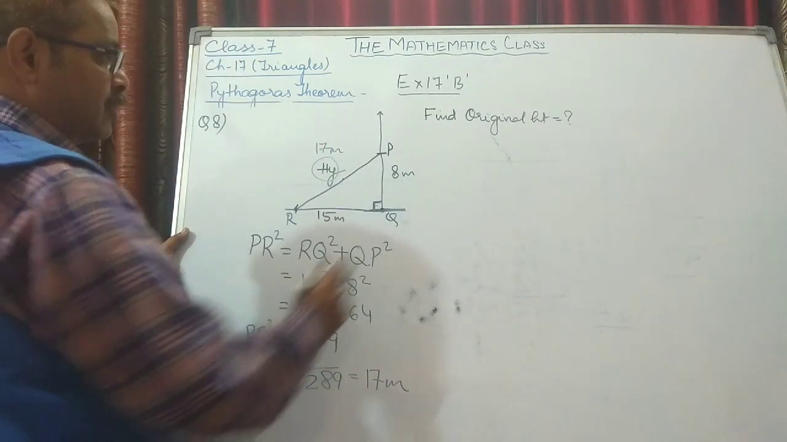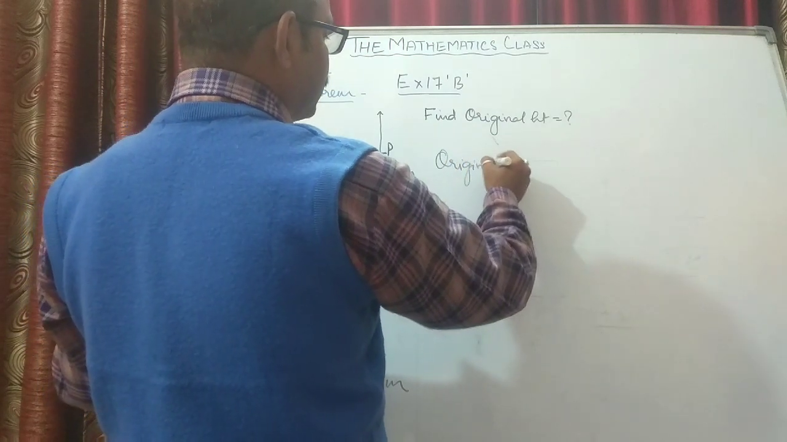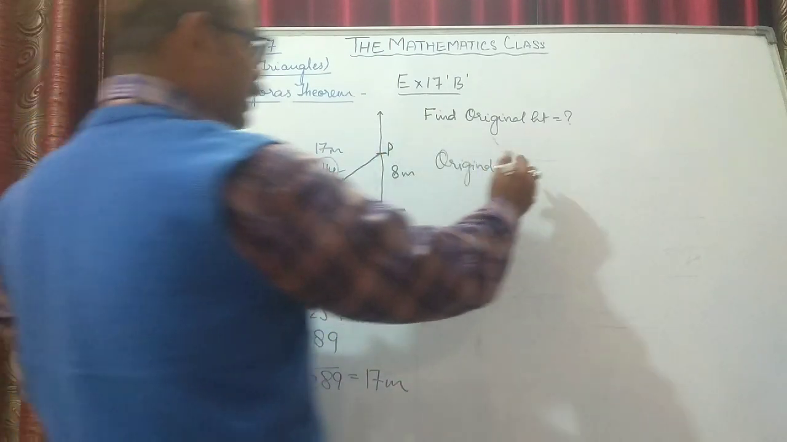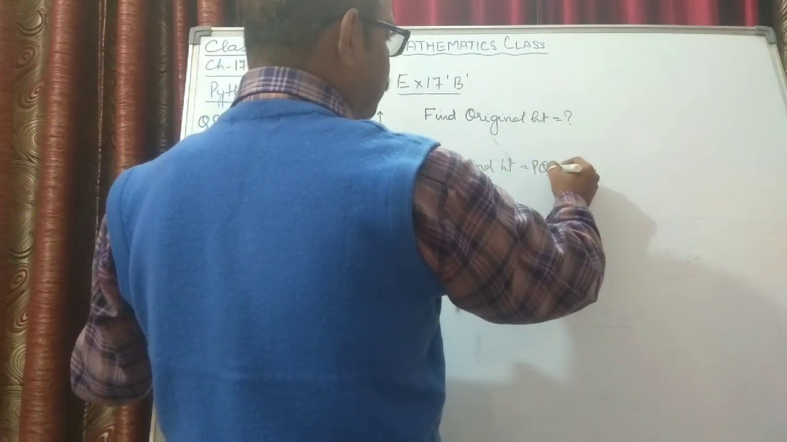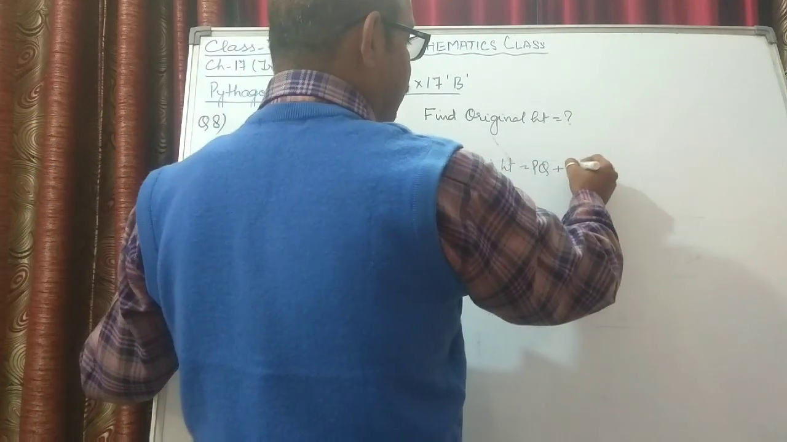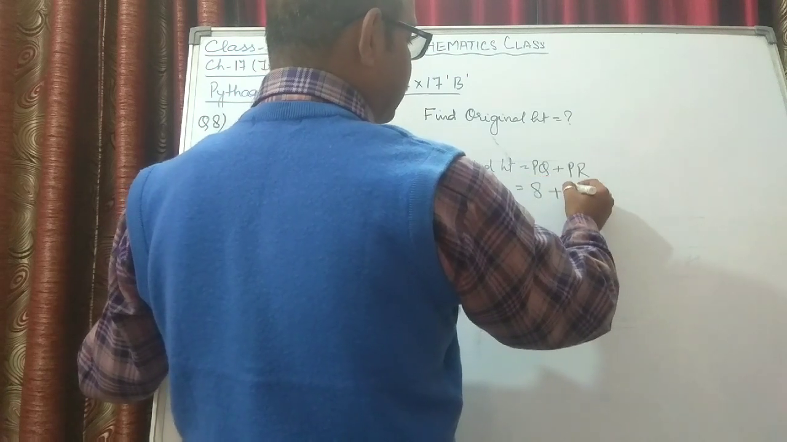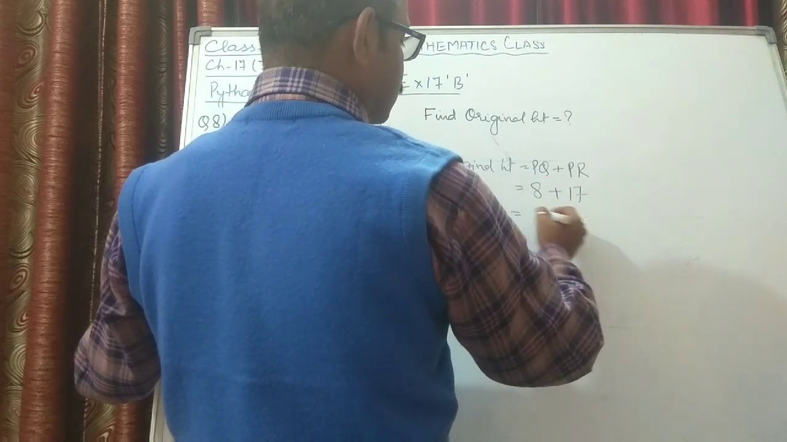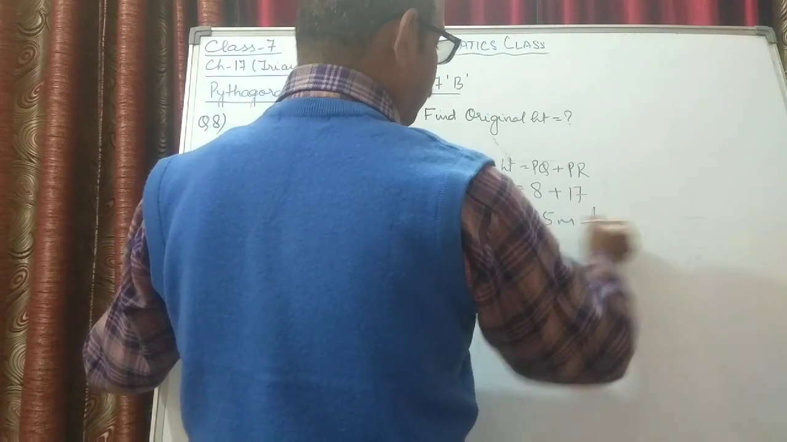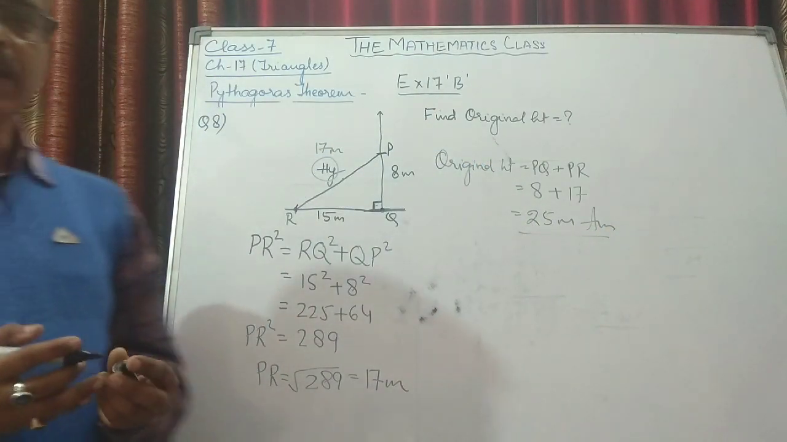But the original height of the tree, what was it? Whatever is standing on the ground, that is PQ, plus what has broken, PR. So 8 was still standing and 17 has broken. Now 25 meters was the original height of the tree. So this is the final value.